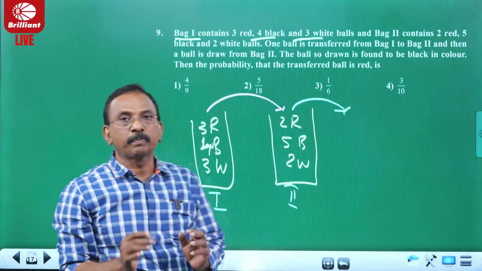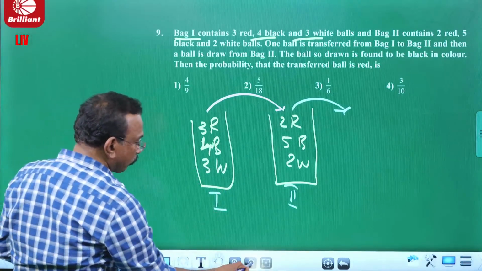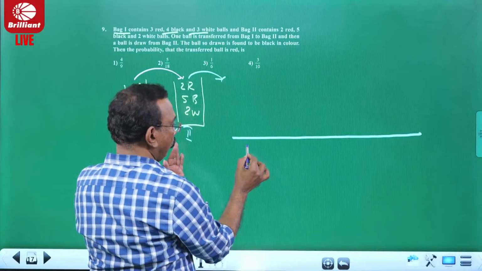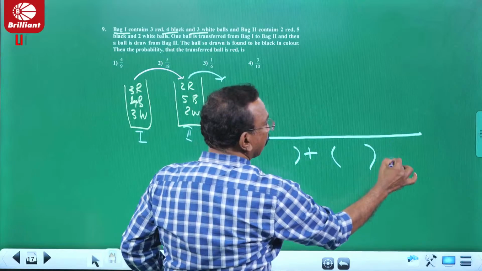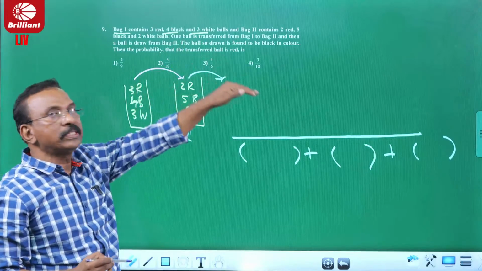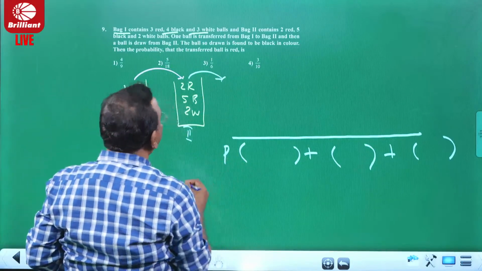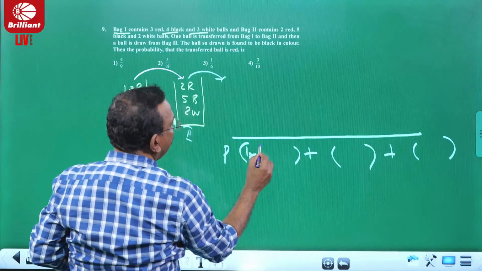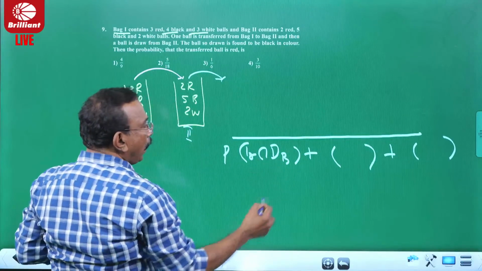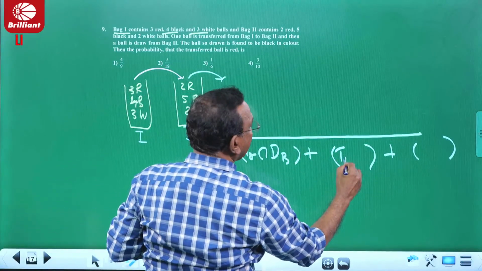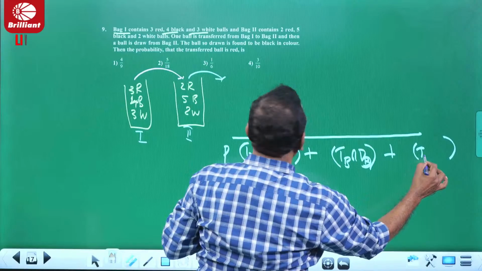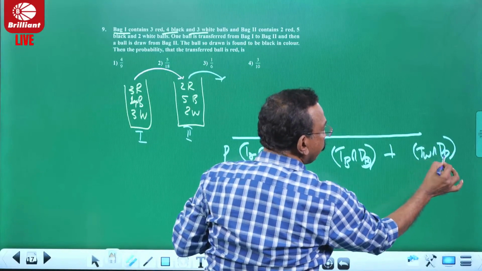So this is actually an inverse probability problem. Whenever we have an inverse probability problem, it is better to start by listing what the basic situations are. That means the conditions are: one ball is transferred to here and another ball is taken there. So I take P of the transferred ball being red and the drawn ball being black. So this may happen. Otherwise, the transferred ball is black and the drawn ball is also black. And the transferred ball is white and the drawn ball is black. These are the situations inside there.